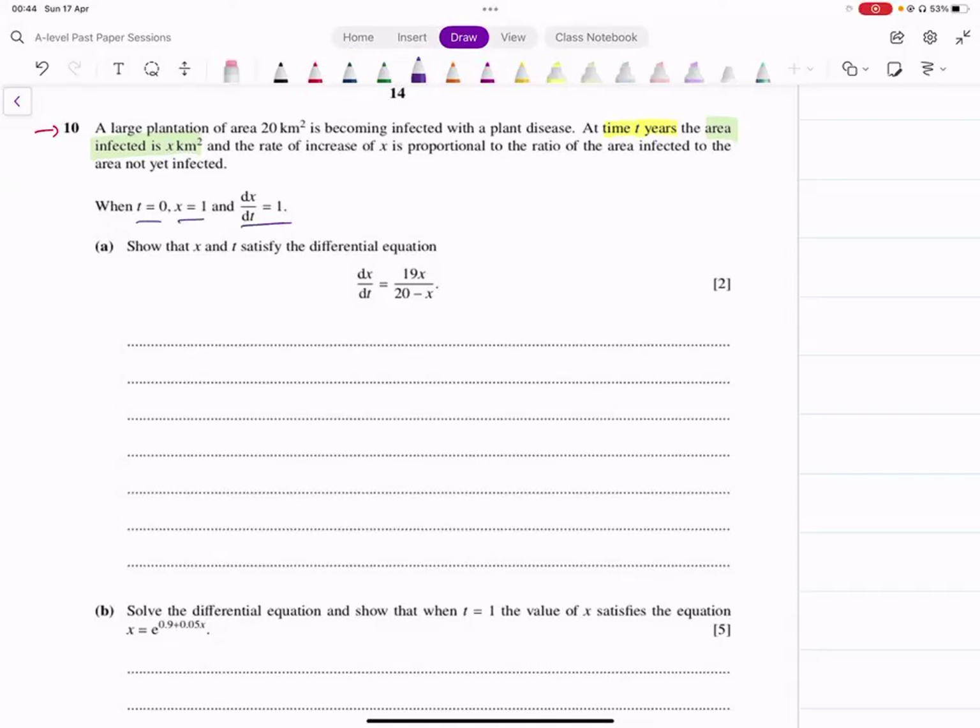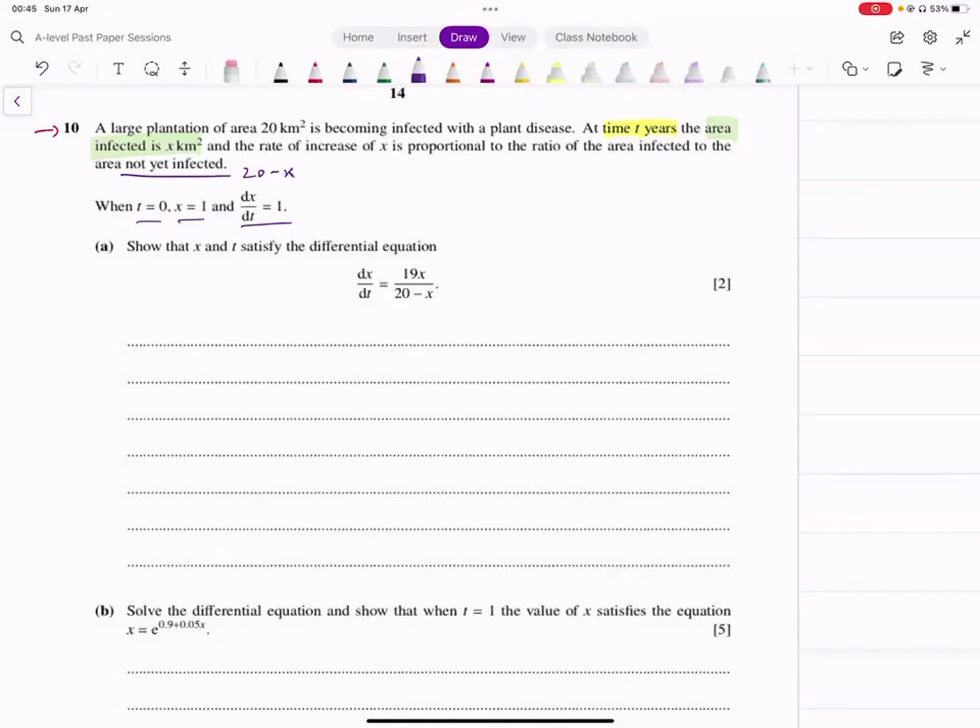When the area infected is x, what about the area not infected? How much area will be not infected? That will be 20 minus x square, because 20 is the total area. From that, subtract x, sorry, subtract x from 20. That's the area that's not infected.